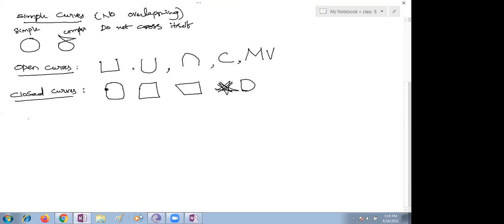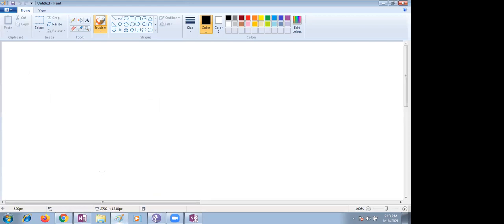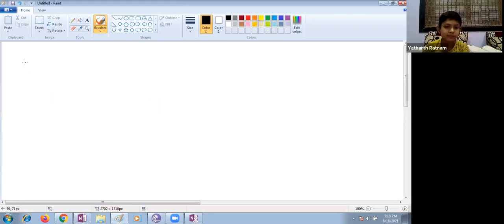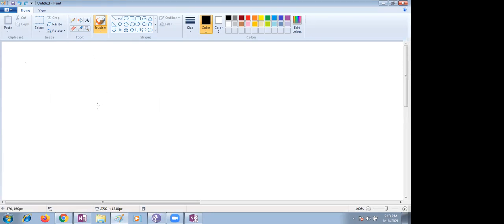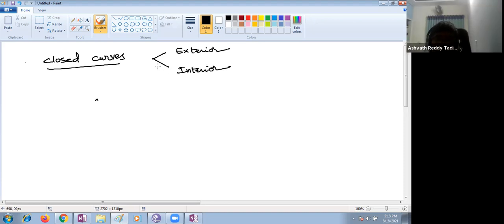Okay, children, I don't know why it is not happening. I'm writing here, children. Are you able to see the screen? Yes, ma'am. We can see. Now you are supposed to check, children. We have to go with a closed curve. In a closed curve there can be three parts: an exterior, an interior, and on the boundary.